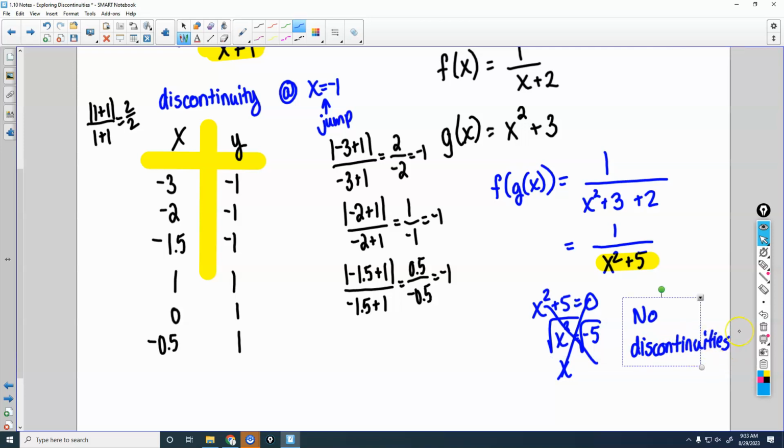So sometimes it has a denominator that looks like you would have a discontinuity, but when you go to try to solve that, you find that it actually can't ever equal 0. So in this case, this would be defined for all real numbers. You don't have any discontinuities in this one. Okay, questions there?